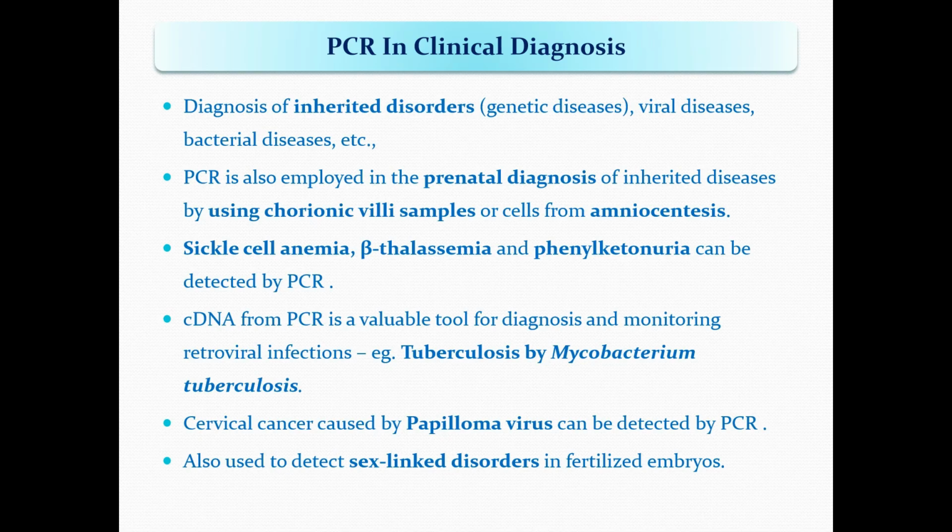Tuberculosis, which is caused by Mycobacterium tuberculosis, is also tested through this PCR method. Cervical cancer, which is caused by the papilloma virus, can be detected by the PCR method. The PCR method is also used to detect sex-linked disorders in the fertilized embryos themselves.